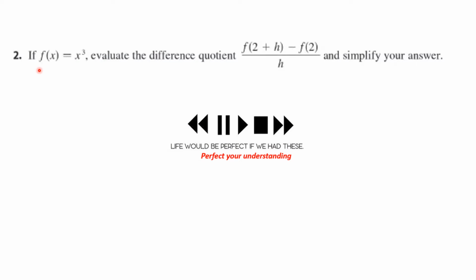The next question: if f of x, that's y equals f of x, is equal to x cubed, evaluate what's known as the difference quotient. And that is defined in this way: f of 2 plus h minus f of 2, all divided by h. And you're to simplify your answer. So please give this a go. Let's see how you do.